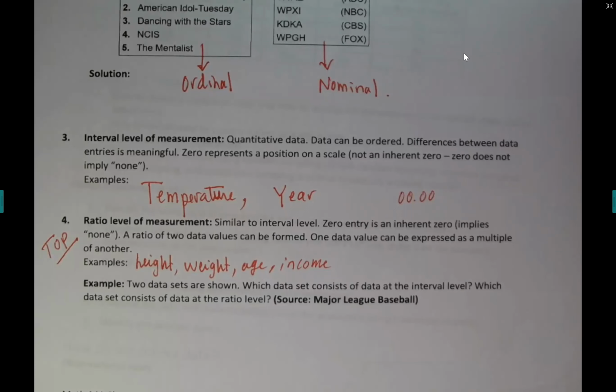Let's see in the chat. About money. Yeah, it is. Oh, income. Sorry, my bad. Yeah.